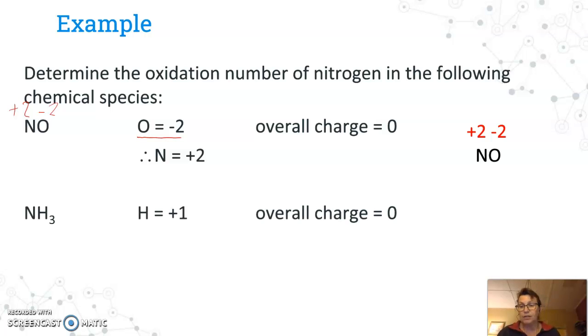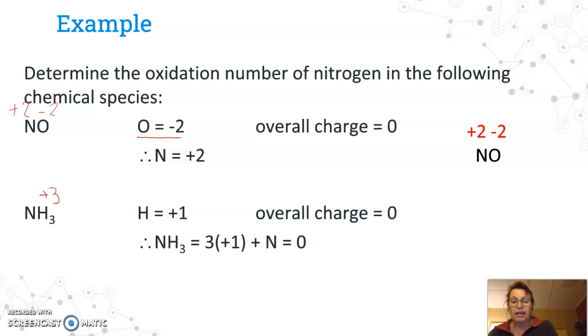Let's have a look at the next one, which is ammonia, NH3. In any compound, hydrogen has a charge of +1. I have got 3 hydrogens, so that's going to be a +3 charge there, which therefore means this has to be, mathematically we can work it out, 3 lots of +1 plus my nitrogen gives me my overall charge of 0. So therefore, my nitrogen has to be -3, and it's written like this, +1 over each hydrogen, -3 over the nitrogen.